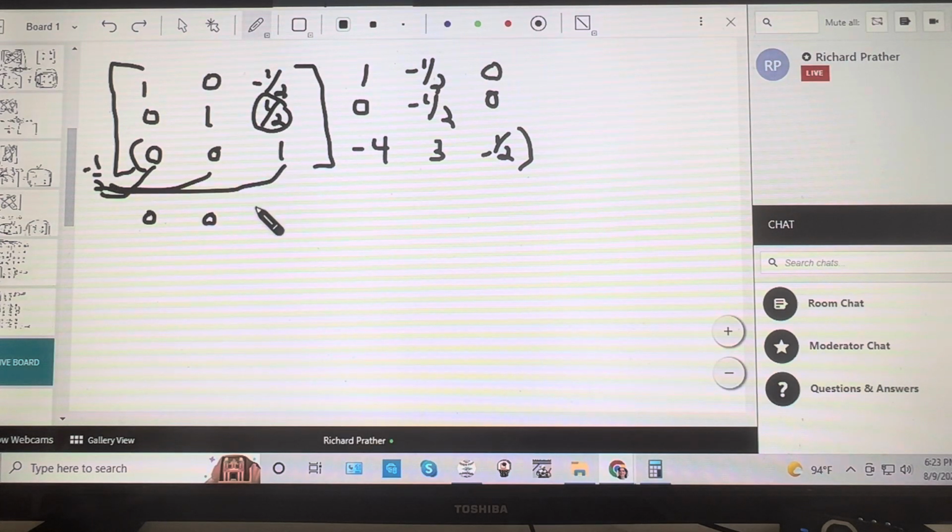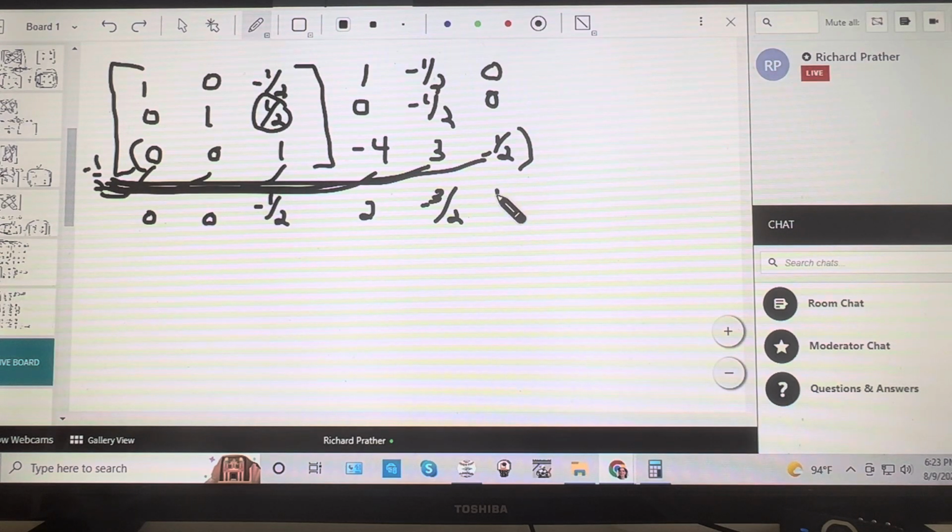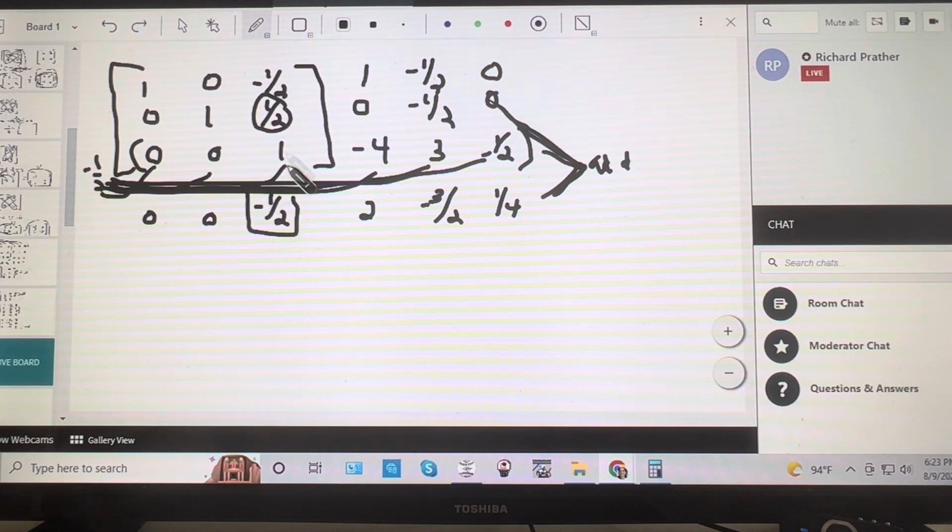Negative a half times 1 is negative a half. Negative a half times negative 4 is positive 2. And unfortunately, the other two aren't nice, but negative 1/2 times 3 is negative 3 halves. And negative a half times negative a half is positive 1/4. Add these together. Nope, I'm sorry, I pointed at the wrong one. This one and where I circled it. Because I want the negative 1/2 and the positive 1/2 to cancel and make 0.